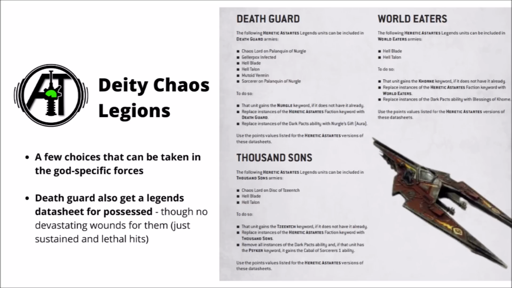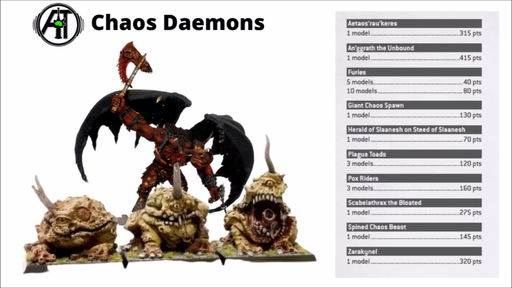The Death Guard get the most love here, with things like the Palanquin Lord and the Gelapox Infected and Mutoid Vermin here, and all 3 of them get both the Hellblade and the Hell Talon. Death Guard also appear to have a Legends datasheet for their Possessed unit as well. That one used to be part of their codex in 8th and 9th edition, now it's gone to Legends it would seem. I guess GW trying to keep the Chaos Space Marine line and the Death Guard line as separate as possible. They do seem to be trying to make them into their own things.